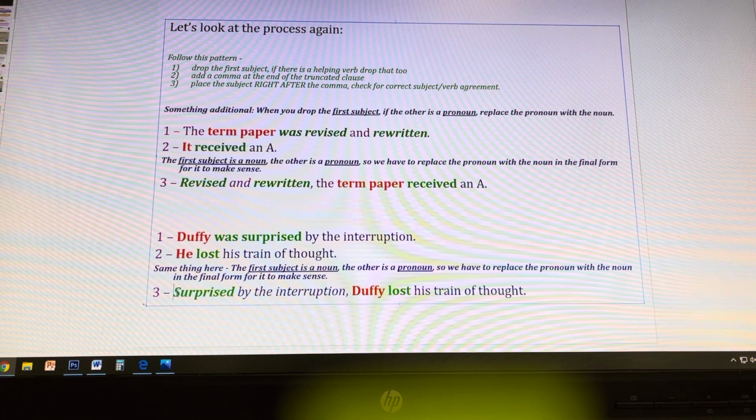So it turns into, when we put the past participle modifier at the beginning, surprised by the interruption, comma, Duffy lost his train of thought. Now you have Duffy doing two things. He was surprised because he got interrupted, and that caused him to lose his train of thought. Complex sentence structure says exactly the same thing as two choppy sentences, but you sound a lot smarter.